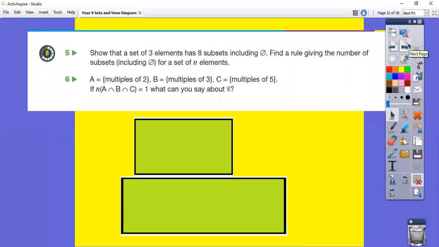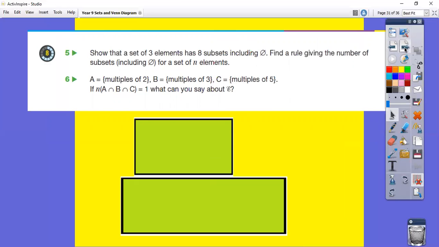Question 5 and 6 are approximately the same. Again, try to do the questions yourself. And you check your answers, and if you got it wrong, have a look at it and redo it. And if you're stuck, let me know.